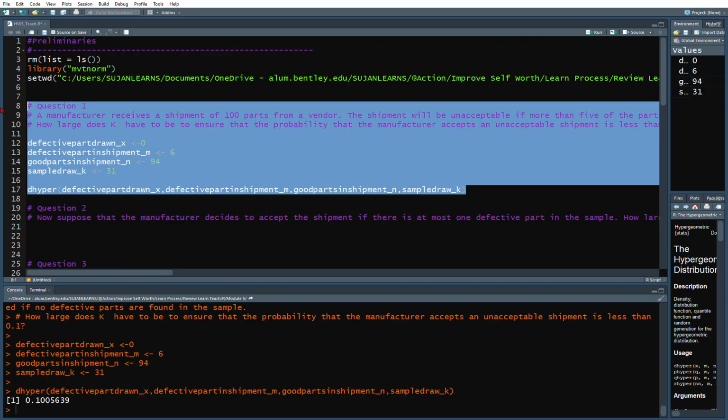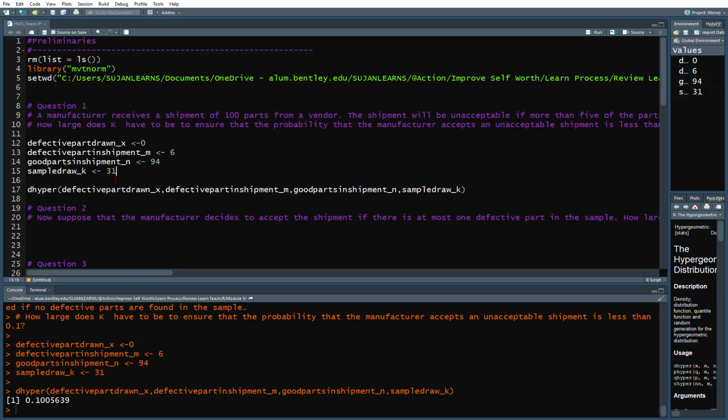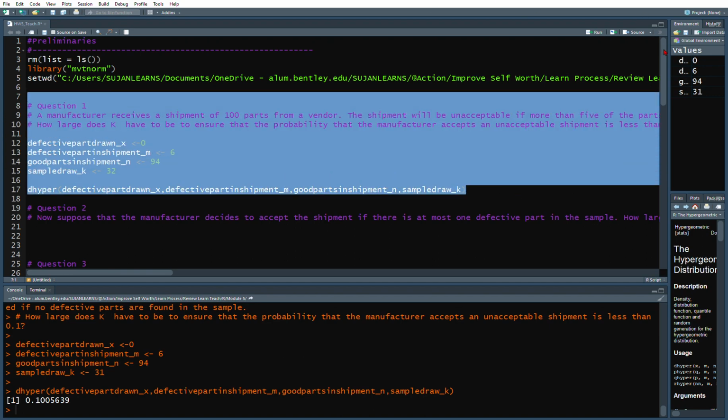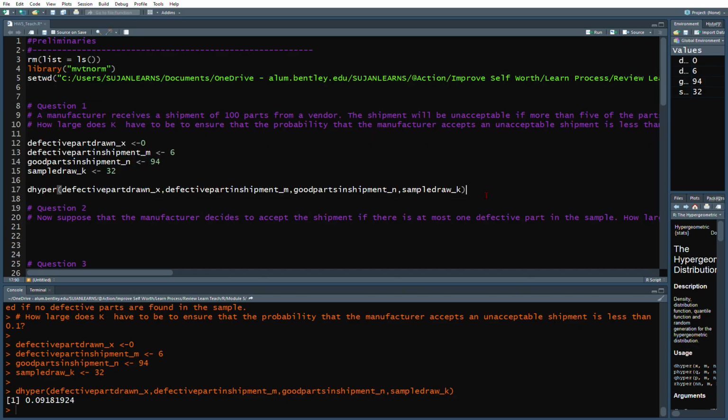We want probability less than 10%. That means if the sample is at least size 32, then the probability of accepting an unacceptable shipment is less than 10%. Therefore, the answer is 32 for this. Therefore, K is equal to 32.